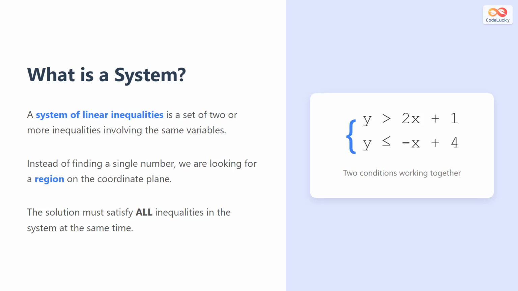So, what exactly is a system? A system of linear inequalities is simply a set of two or more inequalities that use the same variables. Unlike basic equations, where the answer might be a single number, here we are looking for a specific region or area on the graph. The solution consists of all the points that satisfy every inequality in the system at the same time.